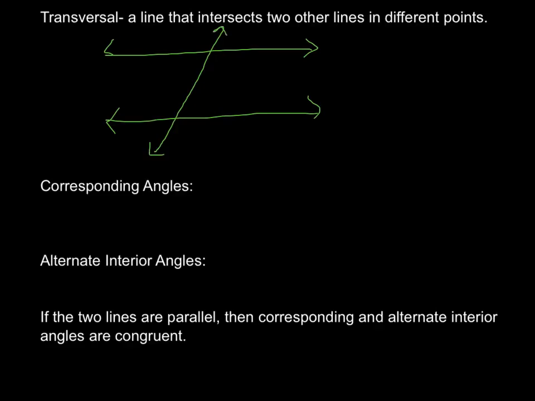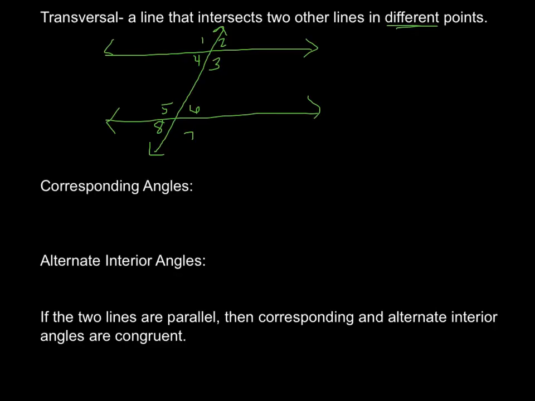Okay, if this line was straight up and down, then it wouldn't be a transversal because it has to intersect those two lines at different points. So it says, what is 1, 2, 3, 4, then we have 5, 6, 7, 8. So those are all of the angles we're talking about here.